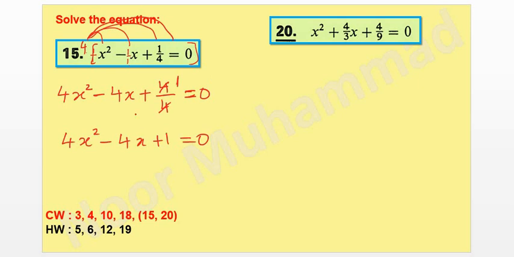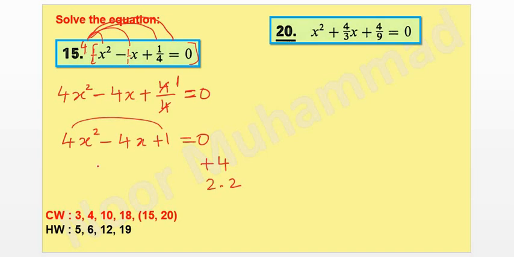Now again we have to use the AC method. And how can we use the AC method? We will multiply this 4 with this 1, so it will give us positive 4. Now what is the pair of factors that when multiplied gives us 4 and when added gives us this 4? So it will be 2 times 2.